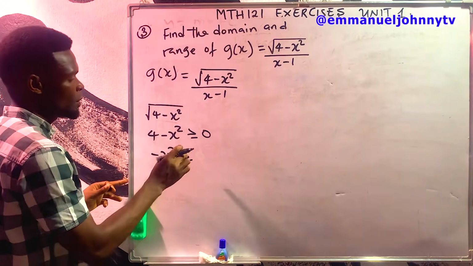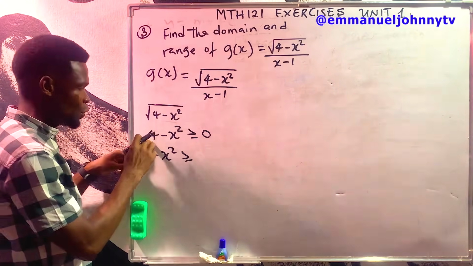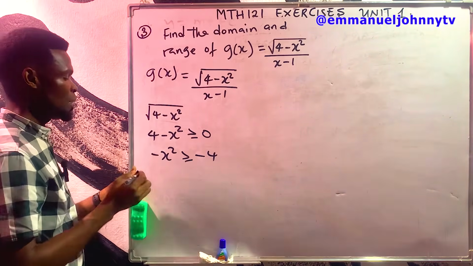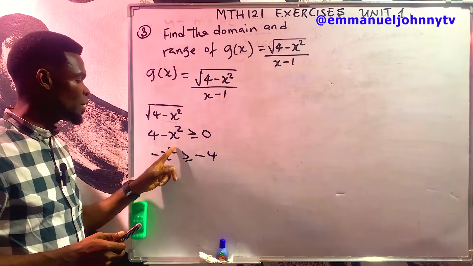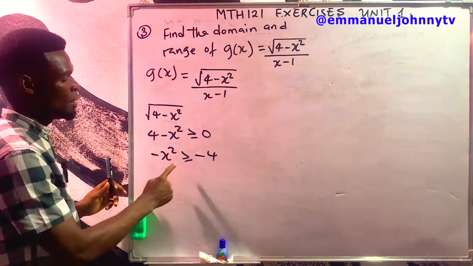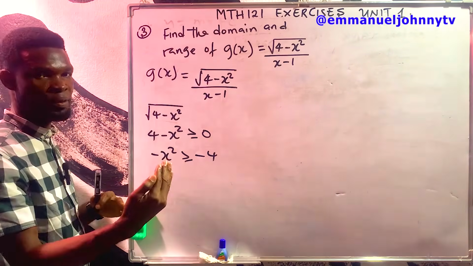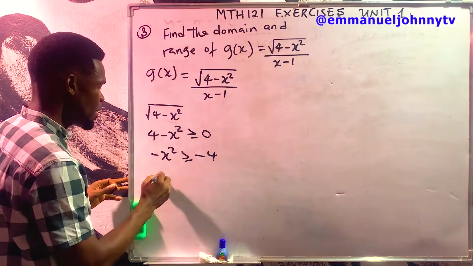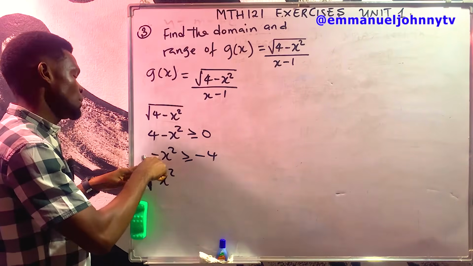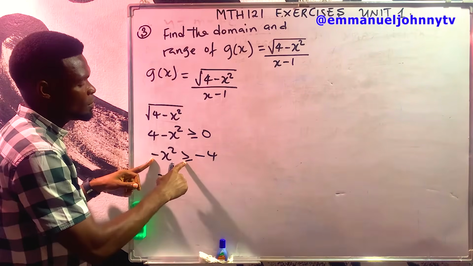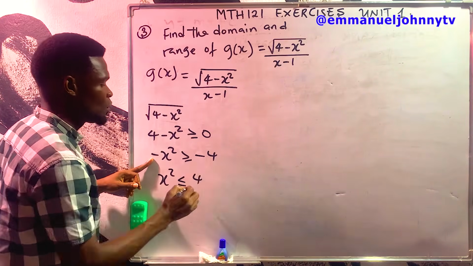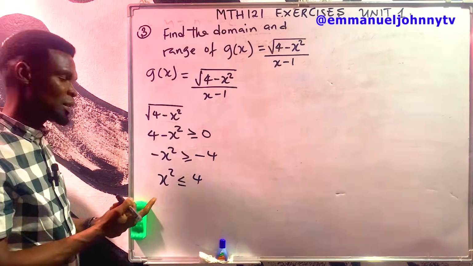Minus x squared is greater than or equals to plus 4 will cross to become minus 4. Now, the coefficient of x squared is negative. Multiply through by negative. If you do that, the inequality sign will reverse. So if I multiply this by negative, I'll have x squared. Then because you're multiplying through by negative, this inequality changes or reverses from greater than or equals to, to less than or equals to. Of course, you multiply this by negative, it turns to positive.